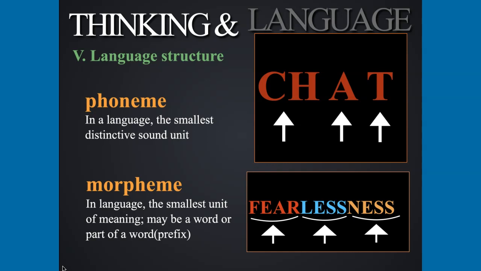Sometimes you can get these confused. An easy way to remember it is PM, a little mnemonic device for you. P comes first, M comes second. P is the sound, M is the meaning. Phoneme is the sound, morpheme is the meaning.